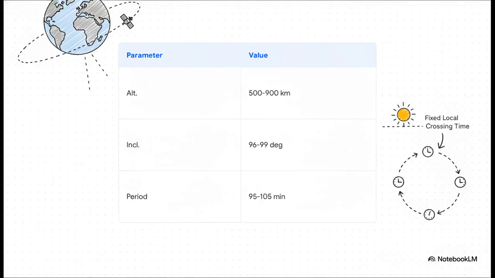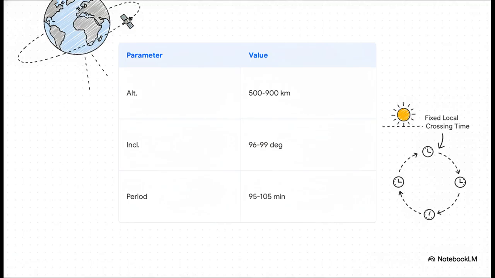Let's look at the hard spatial facts that actually make this possible. SSOs operate at an altitude between 500 and 900 kilometers above the Earth. They have an orbital period of about 95 to 105 minutes. That means they are flying incredibly fast, completing roughly 14 to 15 full orbits around the planet every single day. And, most importantly, they maintain a fixed local crossing time. So a satellite might be designed to always cross the equator heading south at exactly 10:30 a.m. local time without fail.